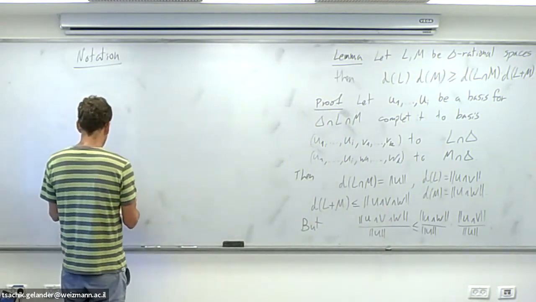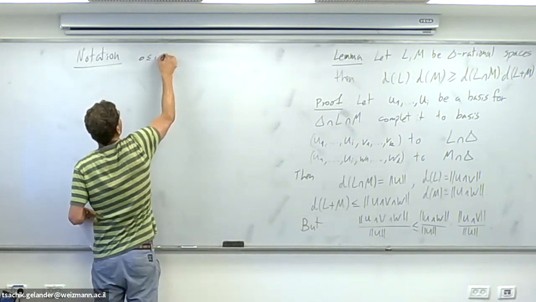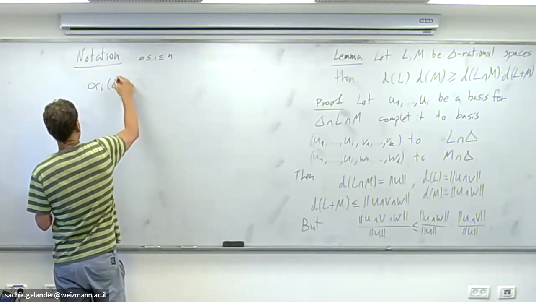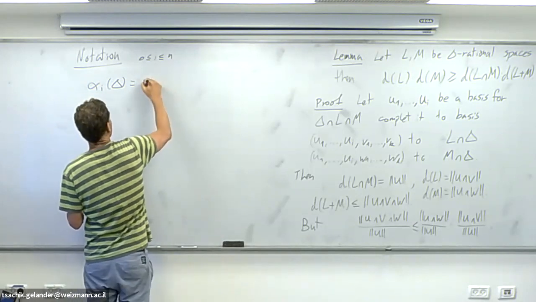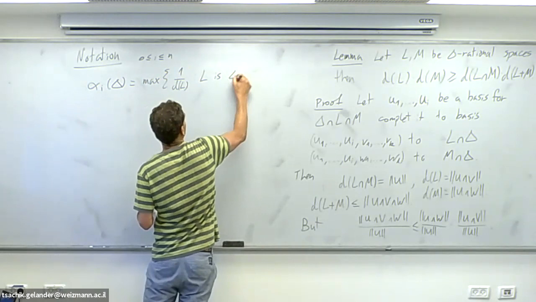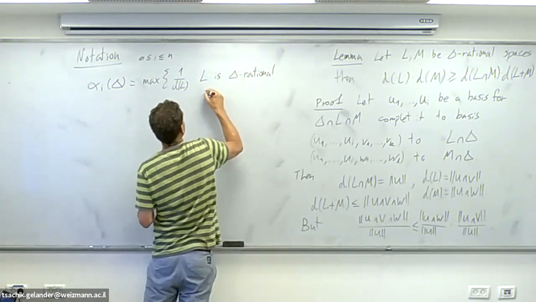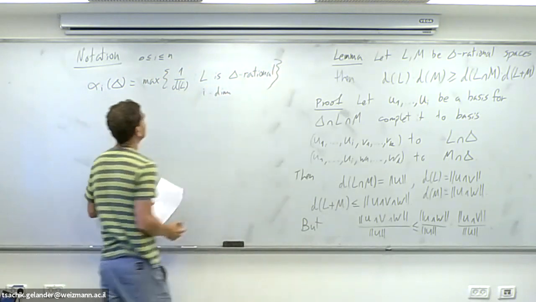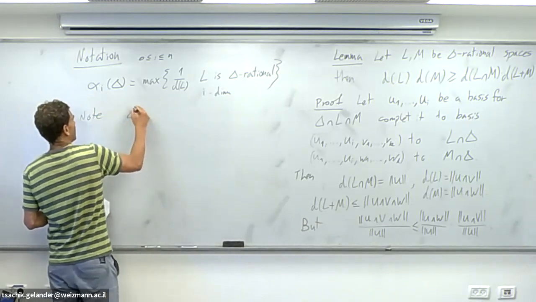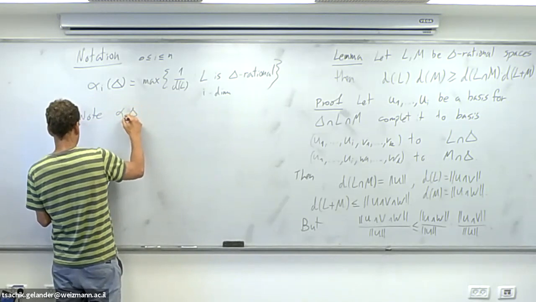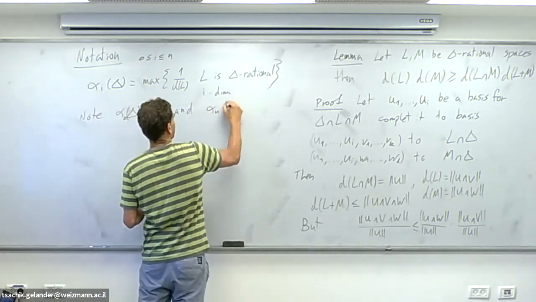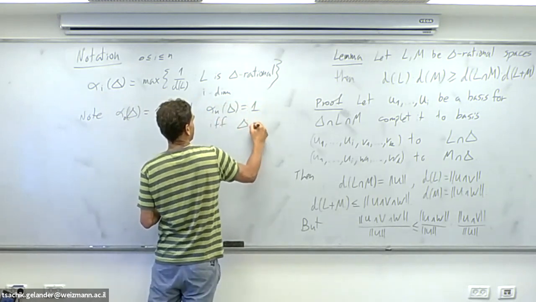So for i between 0 and n, define alpha i of delta to be the maximum of 1 over d of L, where L is a delta-rational subspace of dimension i. It's the maximum of that. And note that alpha 0 of delta is 1, and alpha n of delta is 1 if and only if delta is unimodular.